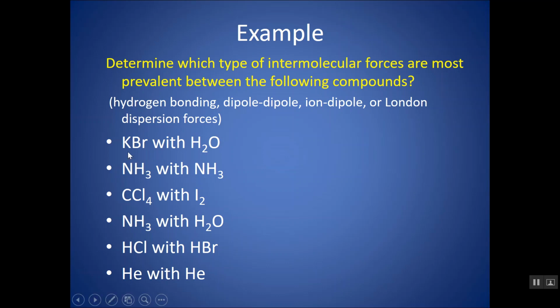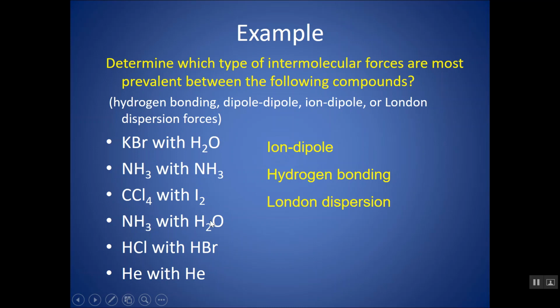So for practice, KBr with H2O. Okay, KBr is ionic, H2O is polar, so you have ions with polar, that's ion-dipole. NH3 with NH3. Okay, these are trigonal pyramidal, so these are polar molecules. You have an H bonded to an N, O, or F, so it's polar with an H with a NOF, so it's hydrogen bonding. It would also have dipole-dipole. It would also have LDF, but I'm asking about which is most prevalent, so I'm just going to pick the strongest type. Okay, CCl4 is nonpolar, I2 is nonpolar, so that would only have LDF.